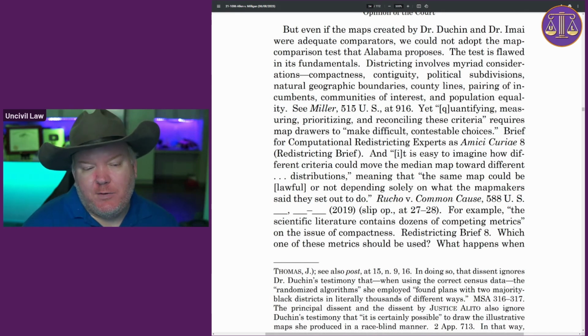And it's easy to imagine how different criteria can move the median map toward different distributions, meaning the same map could be lawful or not, depending solely on what the map makers set out to do. For example, the scientific literature contains dozens of competing metrics on issues of compactness. Which one of those metrics should be used? Well, I want to compare perimeter to area personally and look for the best ratio, but that's me.